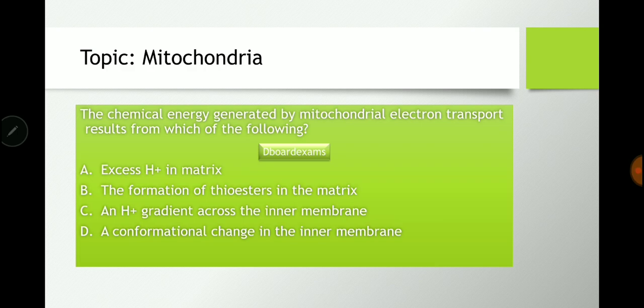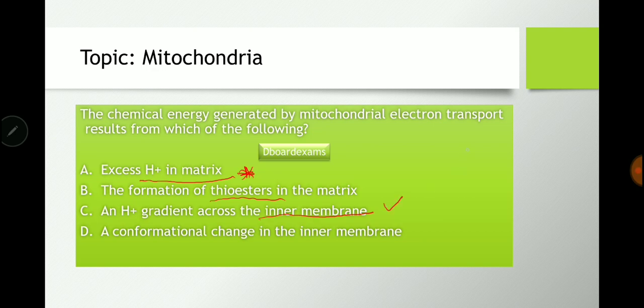Mitochondria, as I mentioned, it's my favorite, and there's always questions on mitochondria. Okay. So the question here is about chemical energy. We have already reviewed the mitochondria in the previous slides. The chemical energy generated by mitochondrial electron transport results from which of the following? Excess hydrogen. This is not hydrogen, this is a proton, because it has a plus. Excess protons in the matrix. Formation of thioesters in the matrix. Hydrogen proton gradient across the inner membrane, or conformational change in the inner membrane. No. So the answer is this one.